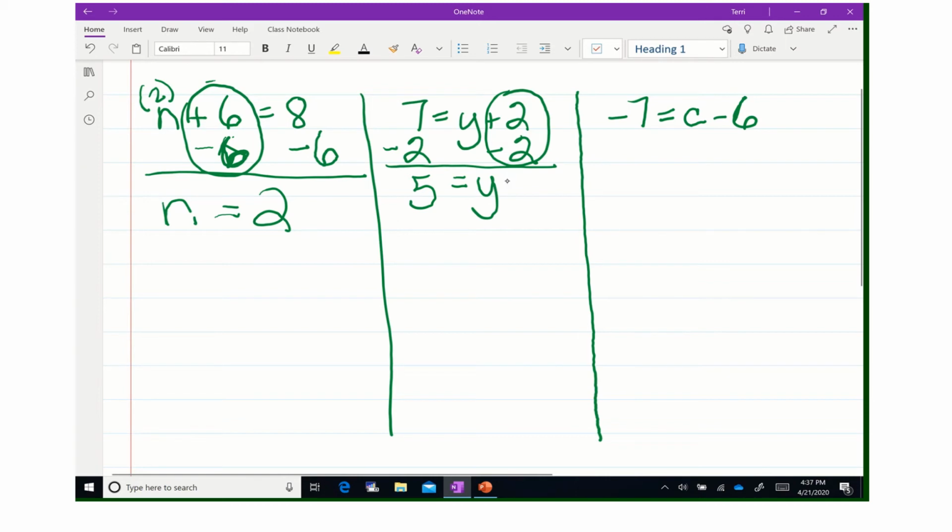And again, we can go back up and check by substituting in. 7 is equal to 5 plus 2. That's a true statement, and so we know our answer is correct.